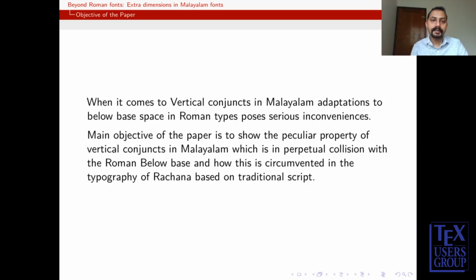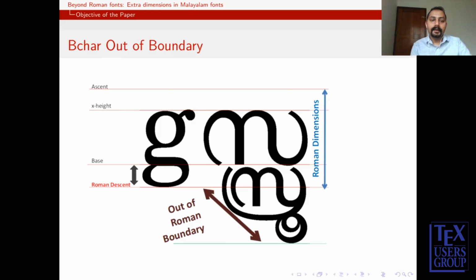We also present some solutions on how we circumvented this problem in designing the Rachana font. To explain the issue in detail, look at the below base character, which takes a lot more below base space, descent, compared to the Latin font metrics. There is an example here. On the right side, the conjunct is pronounced as 'through', with a double S and R and W. A major part of the conjunct, the below base part, is out of the Latin font metrics.